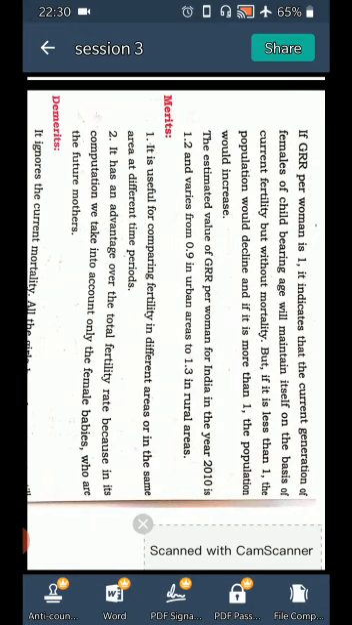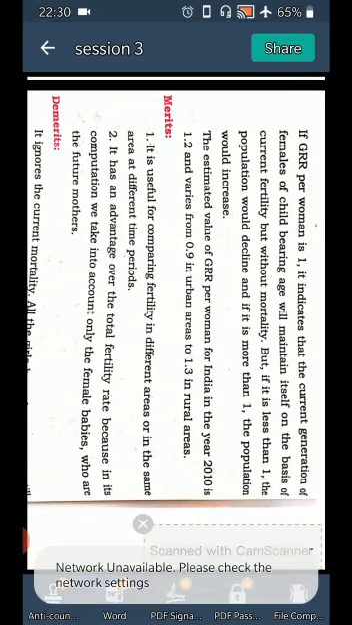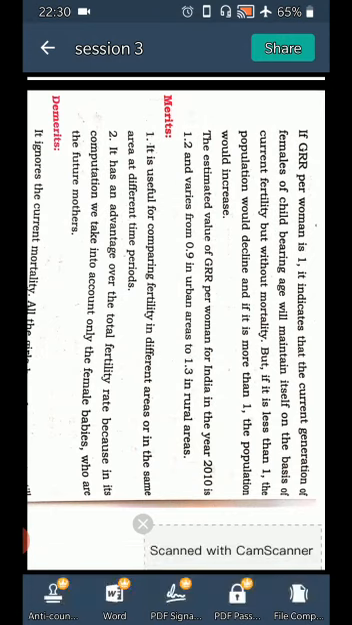So we have just taken an example of 2010. The estimated value of GRR per woman for India in the year 2010 is 1.2 and varies from 0.9 in urban areas to 1.3 in rural areas. So this is about GRR. Let us see some merits and demerits. What's the first merit? It is useful for comparing fertility in different areas or in the same area at different time periods. That's the first one.